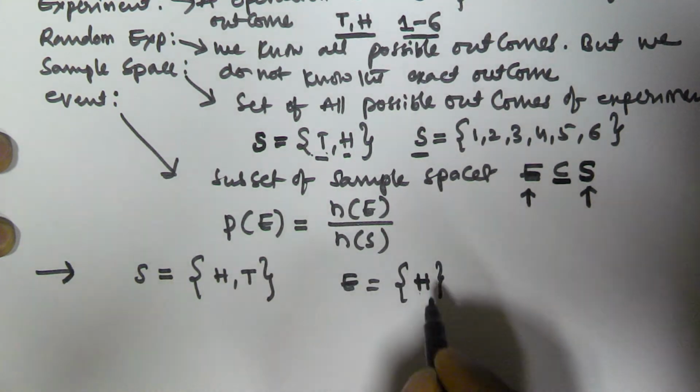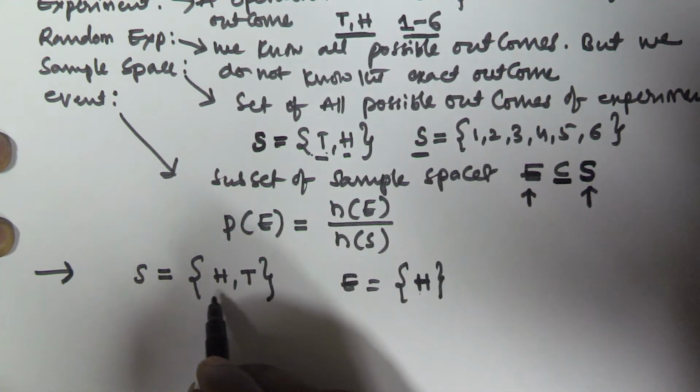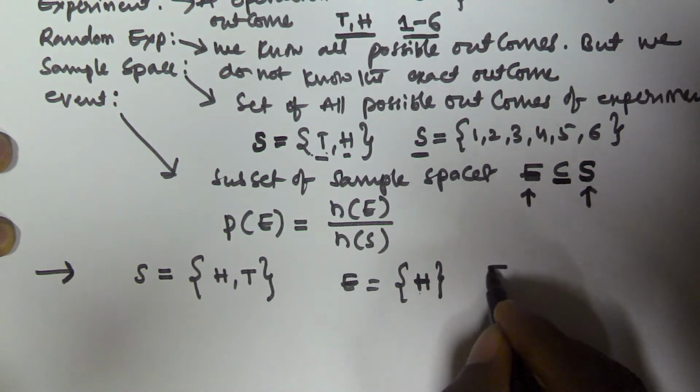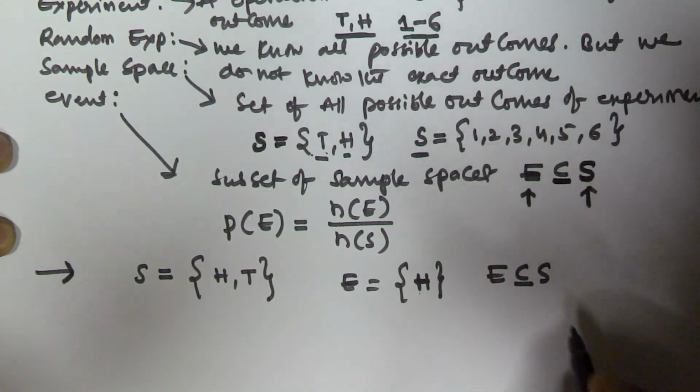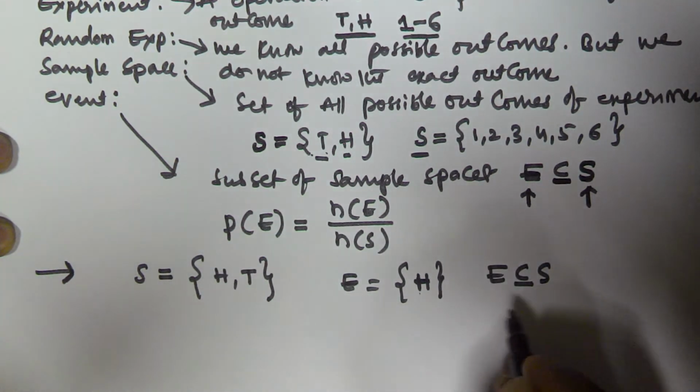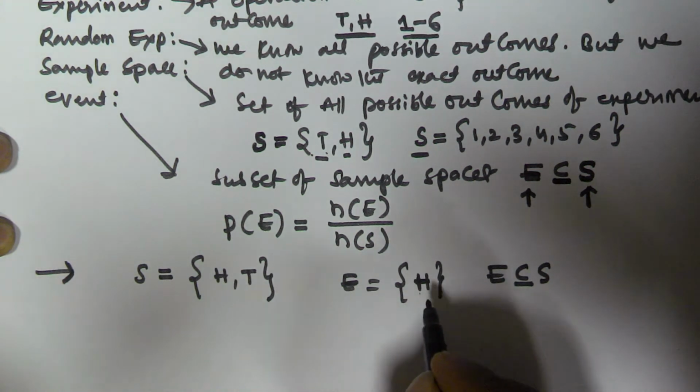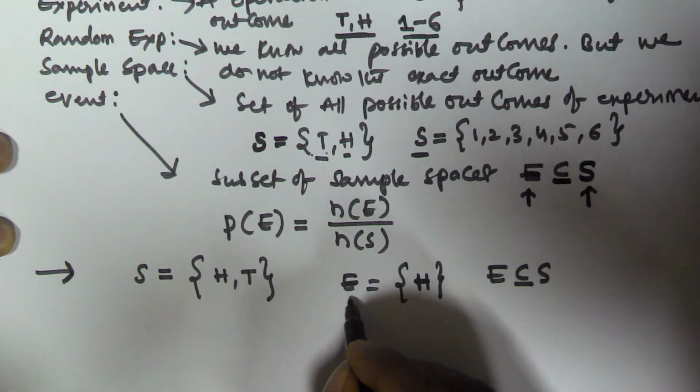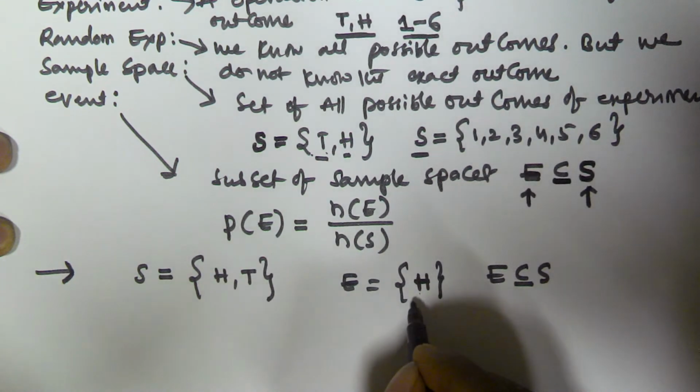So E is equal to H. If you observe, this H is available in the sample space, so it is clear that E is a subset of the sample space. Now, whenever we are tossing a coin, what is the probability of this event E, that means the occurring of head?